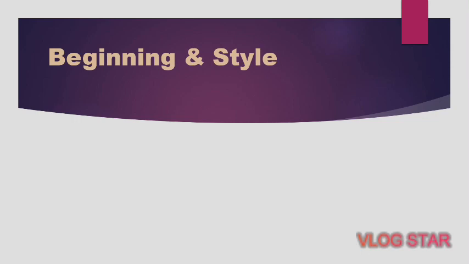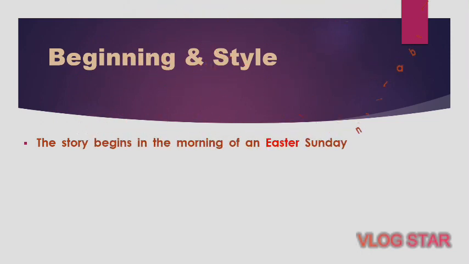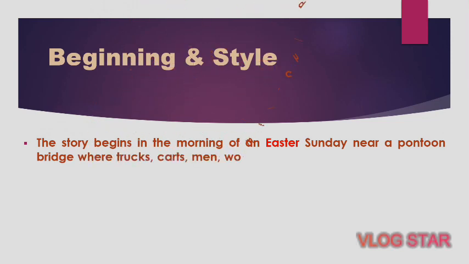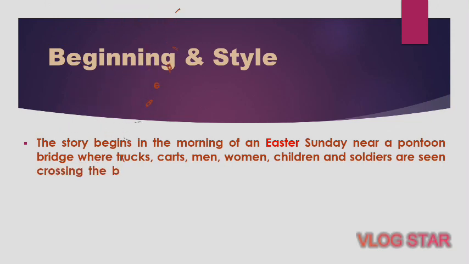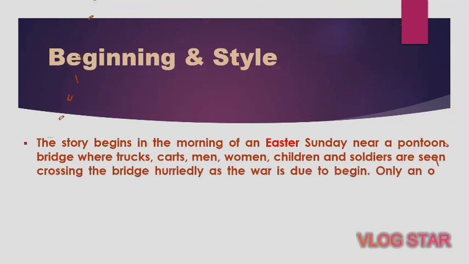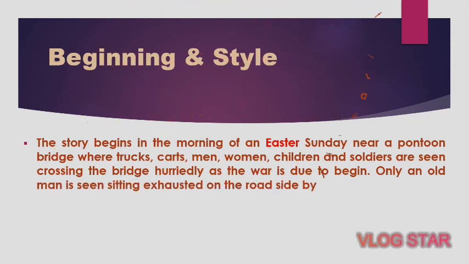Now, talking about the beginning and style of the story Old Man at the Bridge, the story begins in the morning of an Easter Sunday near a pontoon bridge, where trucks, carts, men, women, children and soldiers are seen crossing the bridge hurriedly. Right at that moment, the narrator, the war correspondent, observed the old man sitting exhausted on the roadside.